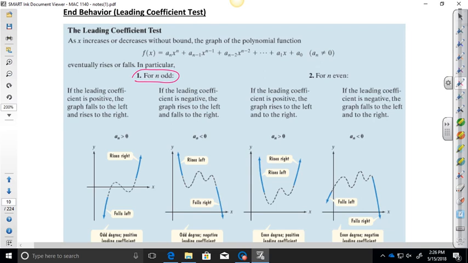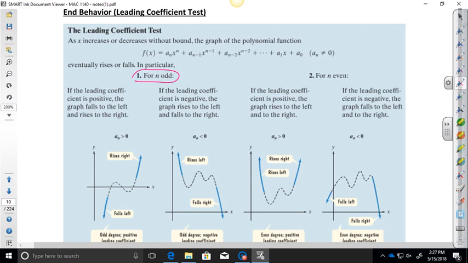That is case 1. In that, you can separate that into 2, if this number, the leading coefficient, is positive or negative. Okay? So first you look at the degree. If the degree is odd, and the leading coefficient is positive, then the right end goes up, the left end goes down.